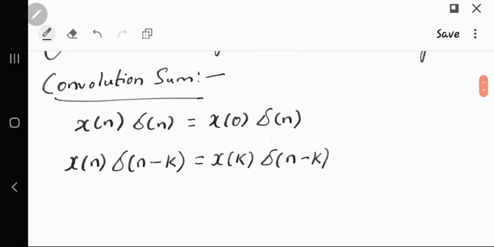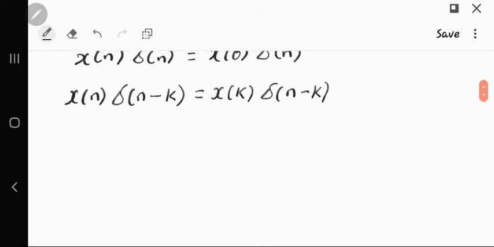Now if you compare this with the above equation, if k becomes 0, then you will get x of 0 delta n. Why does k become 0? Because delta n is present only at the origin, so we have not applied any time shift to it. Now what if we apply a time shift k? We have to elaborate the expression and see what happens. Before going to that, let us describe the terminologies here.